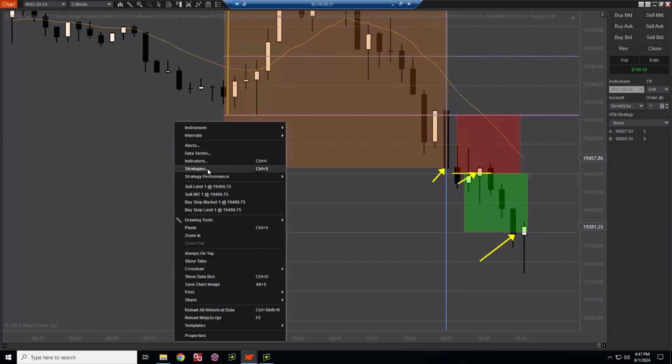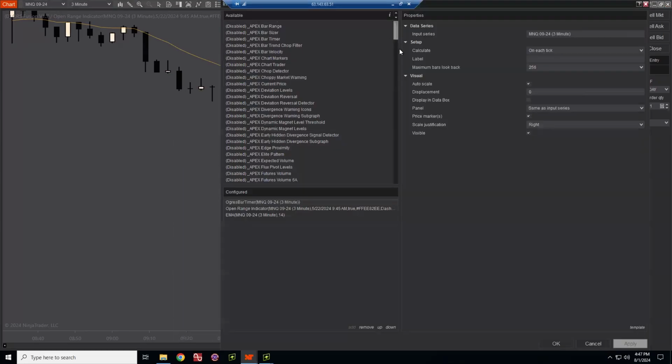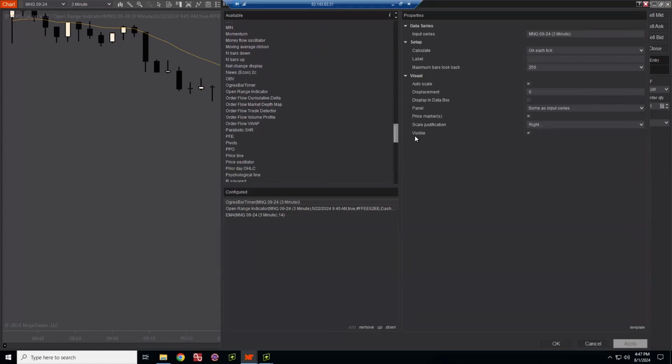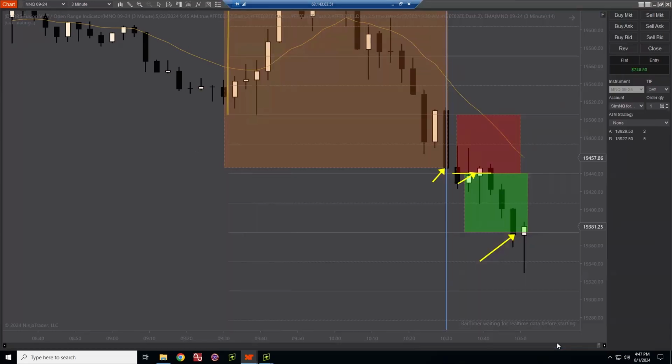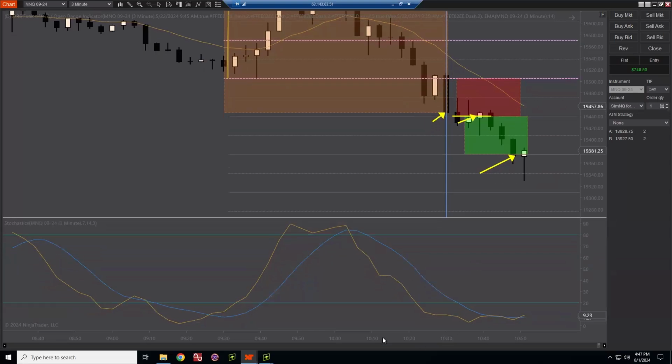So you could also do something like adding in a stochastic. What if one of your rules was you're only allowed to take a short if your stochastic is crossed down? So here, our stochastic crossed down from right there to right there. We crossed up. So this would have been a legitimate trade. Our stochastic is crossed down, we're allowed to start trading after 10:30 a.m., and we have a candle closing below the 20 EMA. So that's just one way that you could take this and trade it manually.